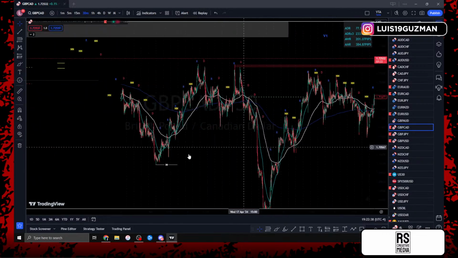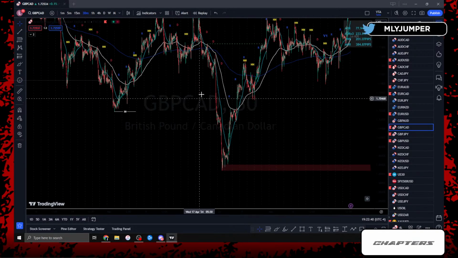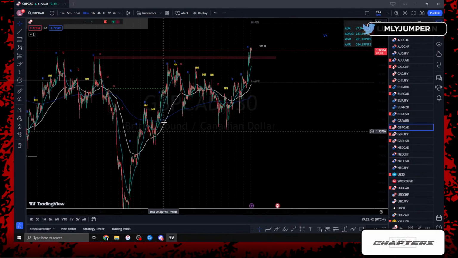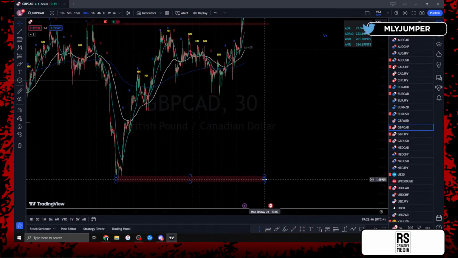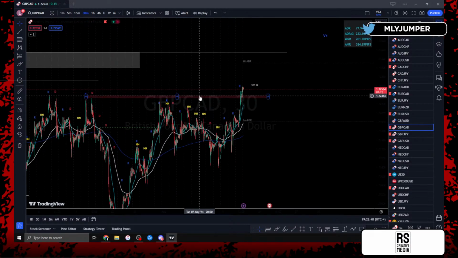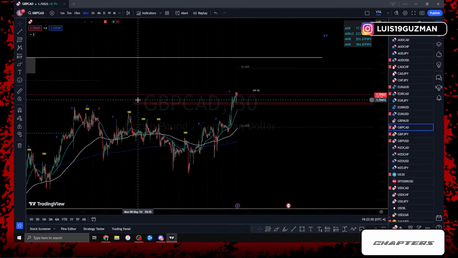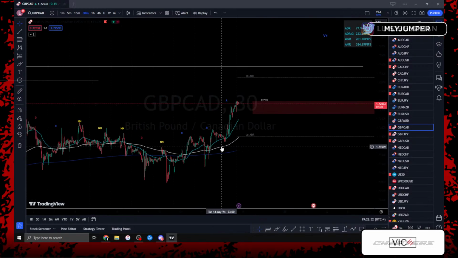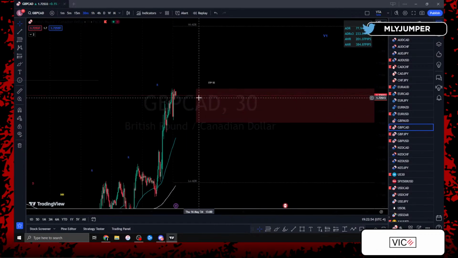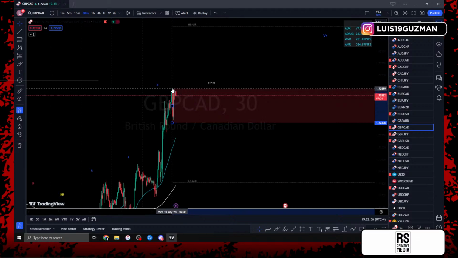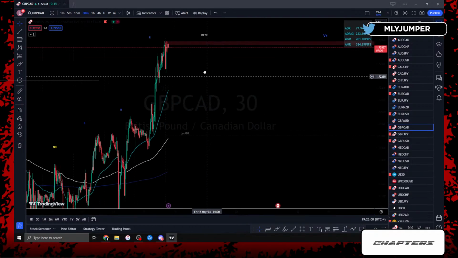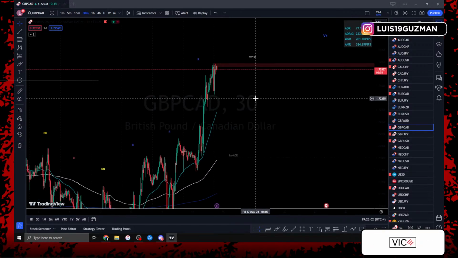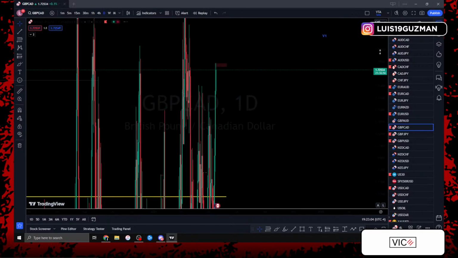On the 30-minute, we know we were trading between lower low, lower high, lower low. Price then went up, consolidated for a little bit, and broke. So we know that we're still trading between this 30-minute low and these highs up here. The last green candle before the push down. Perfect. Not a lot to update on GCAD.